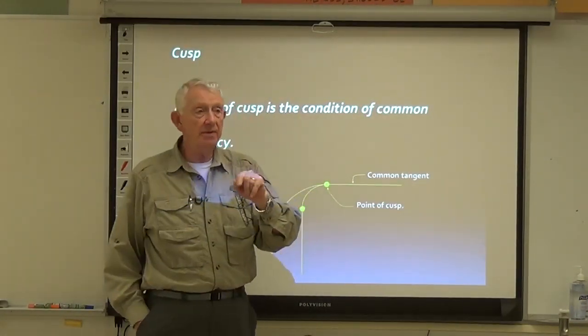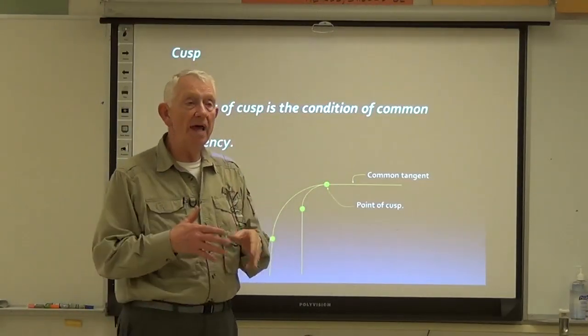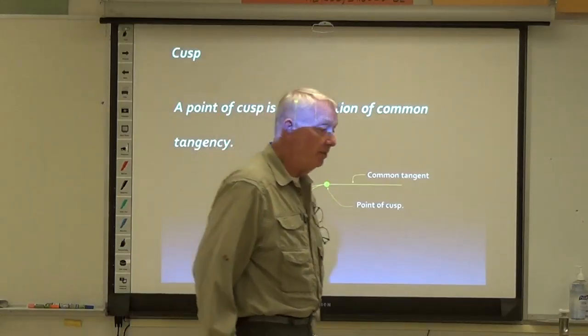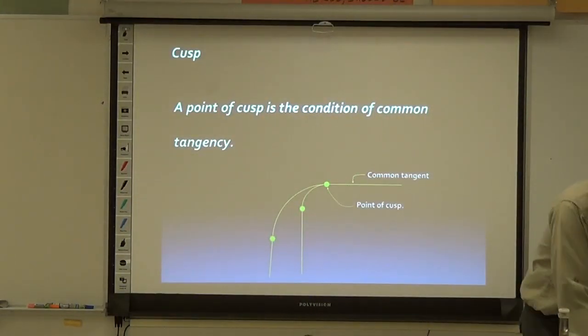If they don't have a common tangent, we'll see an example, you do not have a cusp. And a lot of people will call it out as a cusp when it's not, which is not a good thing.